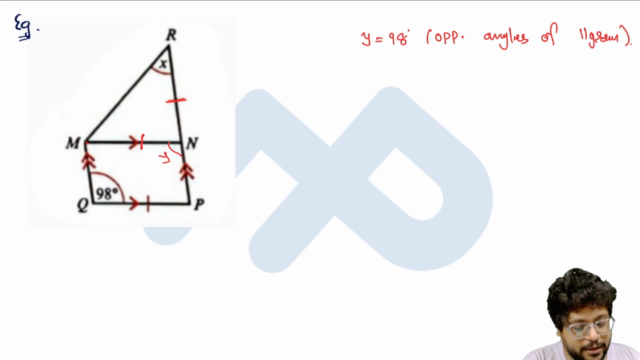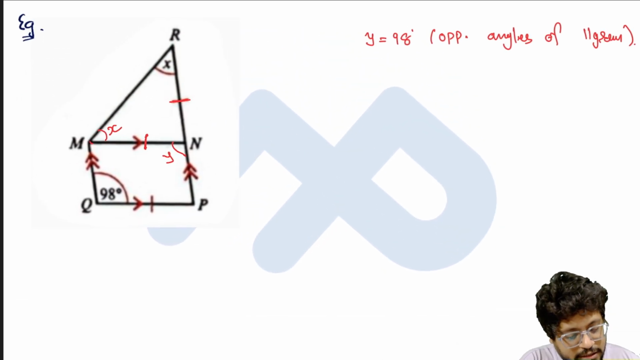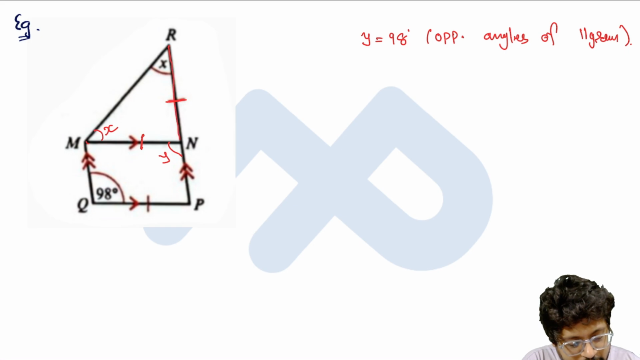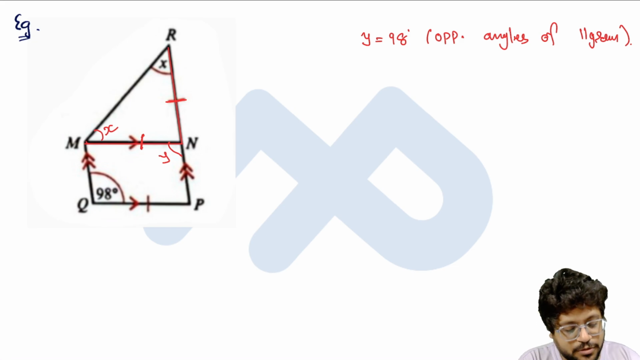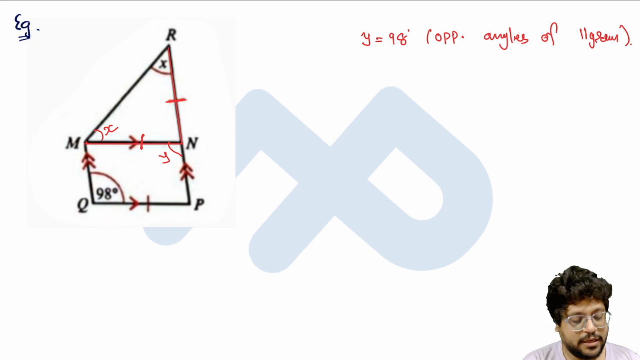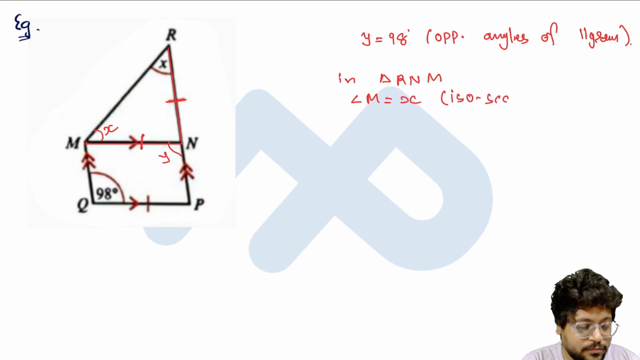Now if you see the triangle RNM, this angle M will also be x. Why? Because RNM, if you see, is an isosceles triangle. See, this RN is equal to this MN. If both are equal, then the angles opposite to the equal sides are also equal. So I can say that in triangle RNM, angle M also equals x. Reason, isosceles triangle.